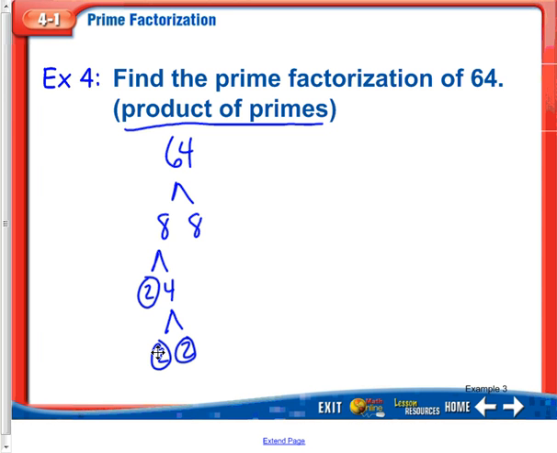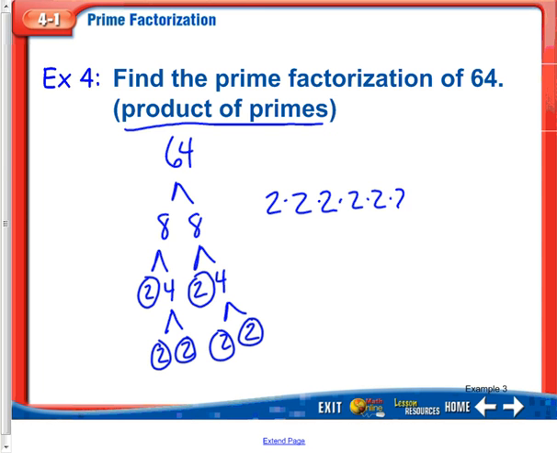Since I'm done here with all prime numbers, I'm going to go to my other 8 and do the same thing. So 2 times 4, and here's a prime number. Then I'm going to split that 4 up into 2 times 2, and again, circle my primes. So I'm going to rewrite that as 2 times 2 times 2. There's these 3, and then I have 3 more, times 2 times 2 times 2. So all in all, 1, 2, 3, 4, 5, 6. I have 2 to the 6th power as another way to express the number 64.